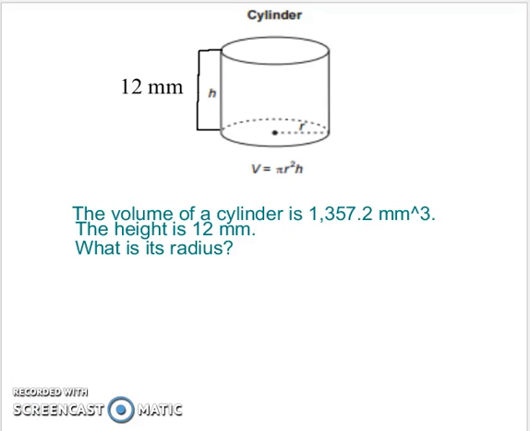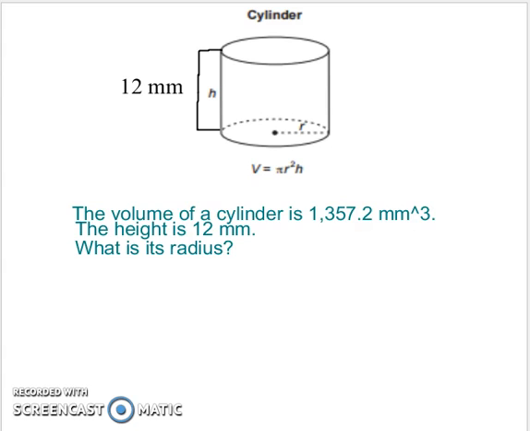Okay, everybody, so follow the steps today and you will be able to find the radius when given the volume. We can do this, I promise. The volume of a cylinder is this. The height is this. What is the radius?